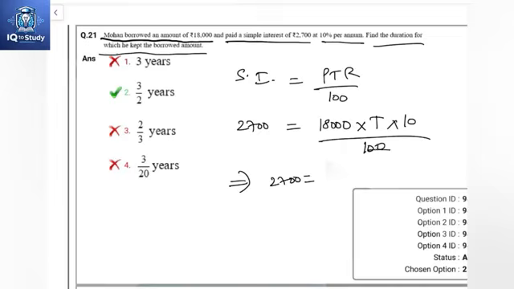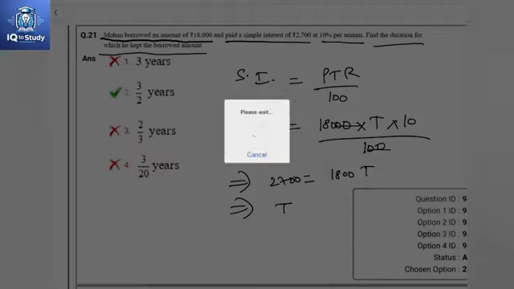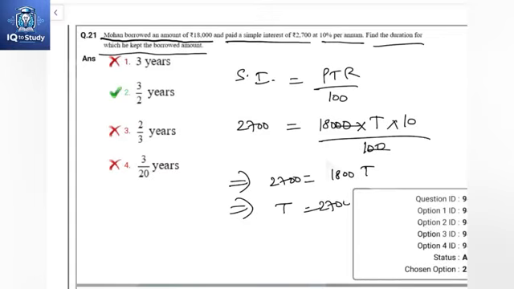2,700 is equal to 1800 T, which implies T is equal to 2,700 by 1,800, which is equal to 3 by 2. So option number 2 is correct, which is 3 by 2 years.